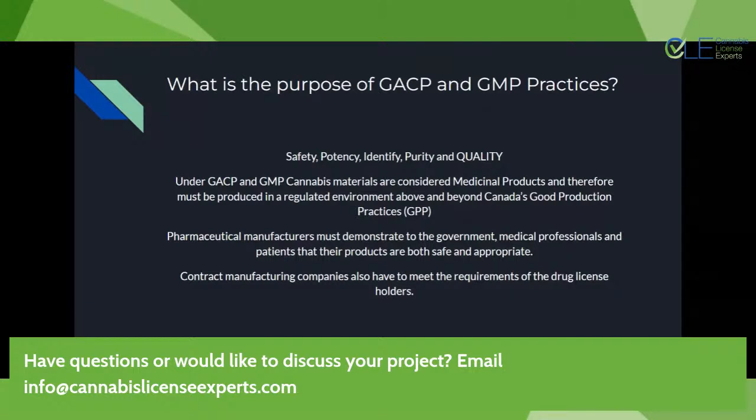This is taking GMP and putting it on speed. So under GACP and GMP, cannabis materials are considered medicinal products, and therefore they must be produced in this highly regulated environment and go above and beyond Canada's Good Production Practices, or GPP. Pharmaceutical manufacturers must demonstrate to government, medical professionals, and their patients that their products are safe and appropriate for use. It also means contract manufacturing companies also have to meet these requirements of a drug license holder. We will get into that in our next webinar on drug establishment licenses, which are ways in which to achieve your GMP standards for international trade.